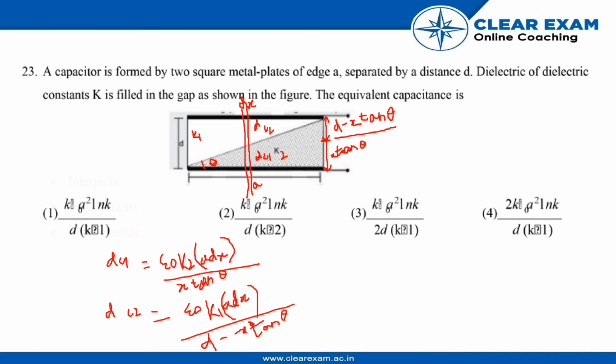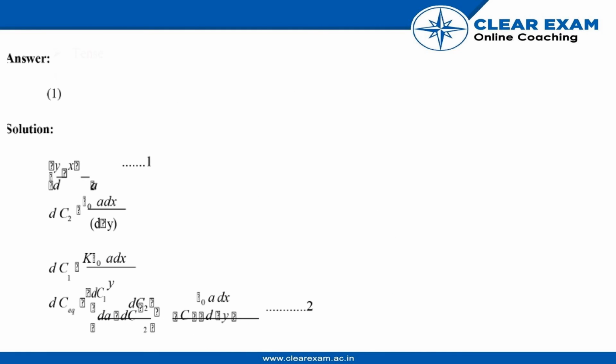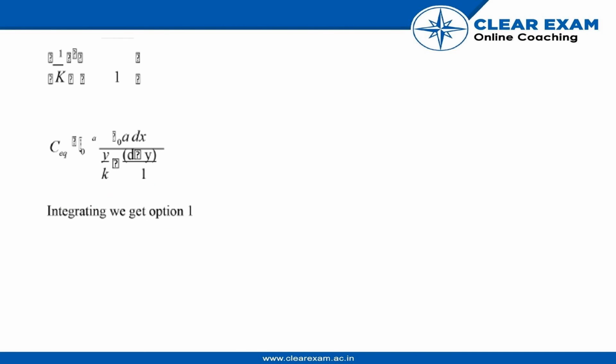Then we will add these two expressions by 1 by dc1 plus 1 by dc2. We will get dc after adding these two, and then we can integrate those expressions. After integrating we will get the answer, that is option 1. Thank you.